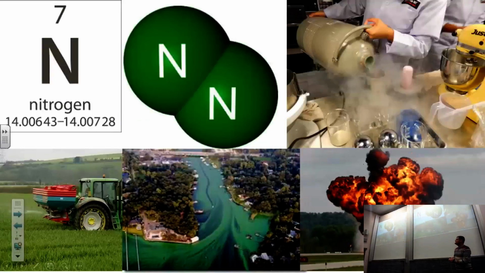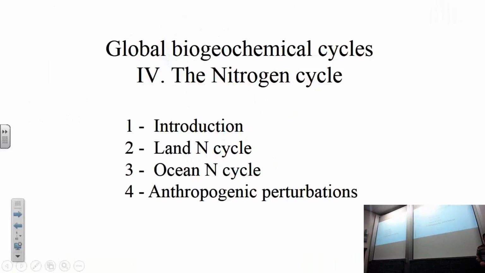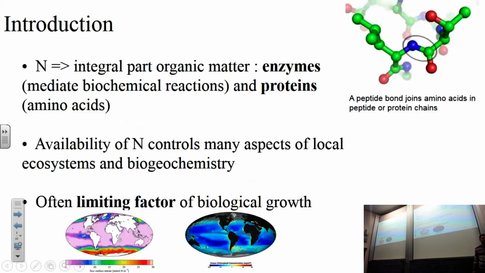Right, so nitrogen is what we're going to talk about today. It's used for all kinds of things, industrially and agriculturally, but it's really one of the key critical elements for life existing on Earth. So today's lecture will have a bit of an introduction, go through the land and ocean cycle, and look at how we've maybe altered the balance of this critical nutrient through anthropogenic activities.